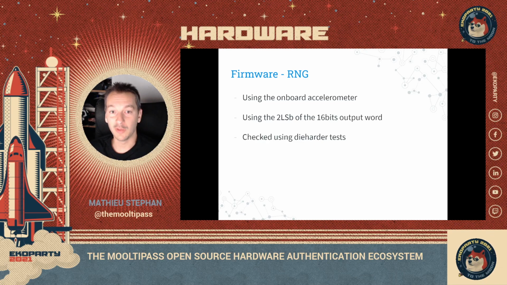Random number generator. We are using the onboard accelerometer. The accelerometer provides 3 16-bit output words, and basically the last 4 least significant bits do not represent anything. So of the 4, we're using the last 2 as a source of generating random numbers. We checked that this was valid using the hardware test and other tests, and it seems it's good enough. So we're fairly happy with this.